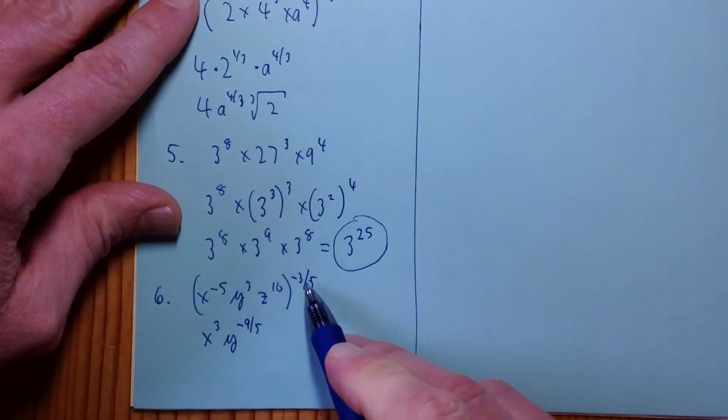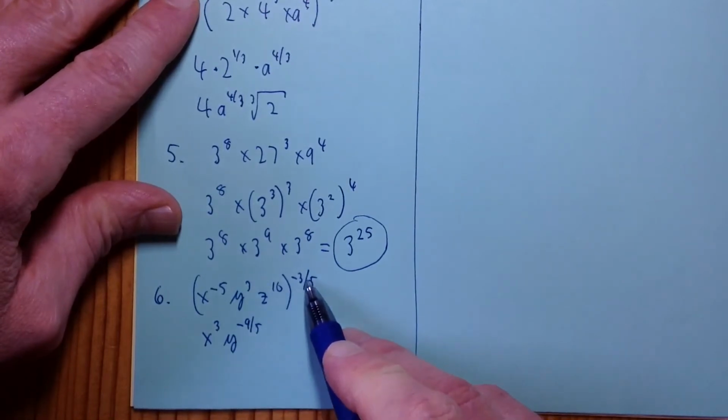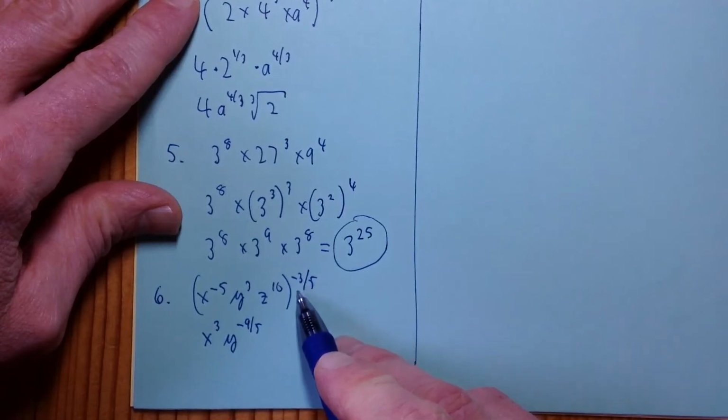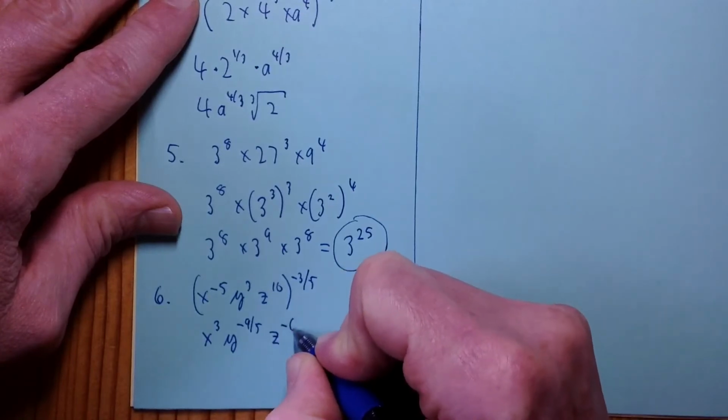And then -3/5 times 10, that'd be -30/5, which is -6. So z to the -6.